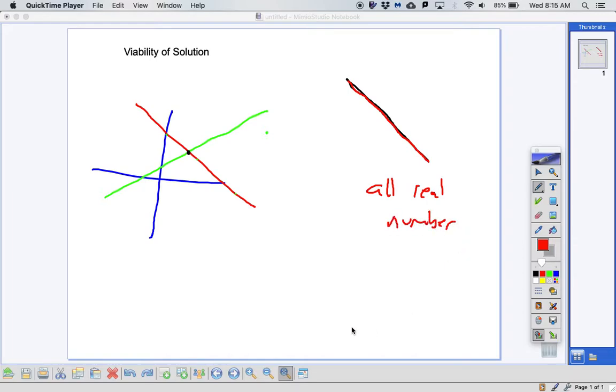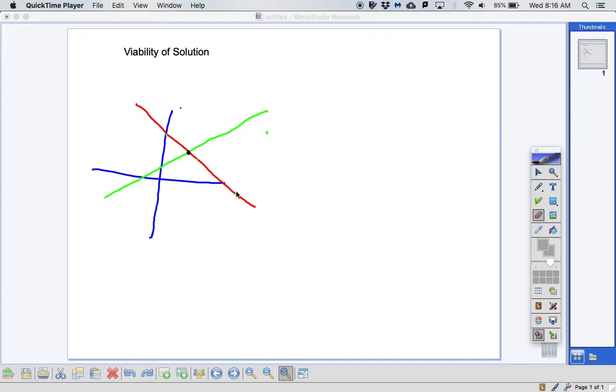The other thing that could happen sometimes is that you have, say, parallel lines. And these two lines would never intersect, so this would mean no solution. So this would be a graphical way to look at the same types of problems instead of just plugging numbers in and checking. But there's even more that's involved with the viability of a solution, and that is real life.